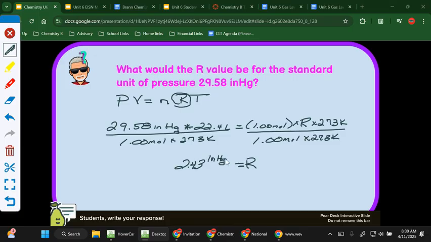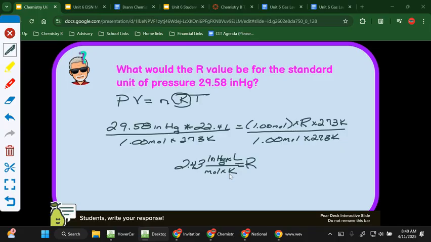inHg times liters over mole times Kelvin. If I give you some unusual unit of pressure, ladies and gentlemen, we can find the R value for it. Why? Because 3 of these 4 numbers never change. You want to feel challenged, ladies and gentlemen?